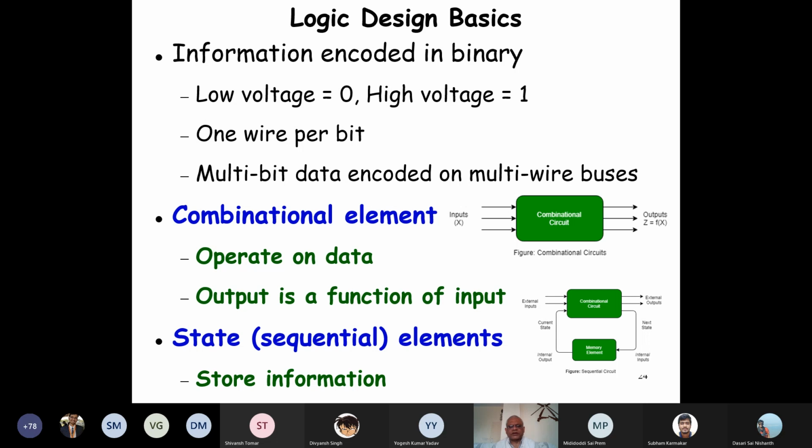And there are 2 types of logic elements we use. One is called the combinational logic. Here, the output of a combinational element is a function of the input. If we represent it in this form, we have several input bits coming here.